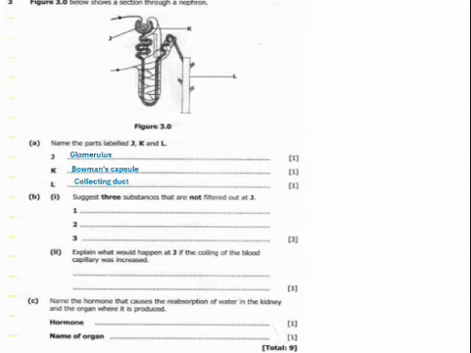Question B, Roman numeral 1. Suggest 3 substances that are not filtered out at J. What are the 3 substances that are not filtered out at J during ultrafiltration? Small molecules such as glucose, excess water, excess salt, and urea are filtered. So you discover that some of the large molecules don't pass through the glomerulus.